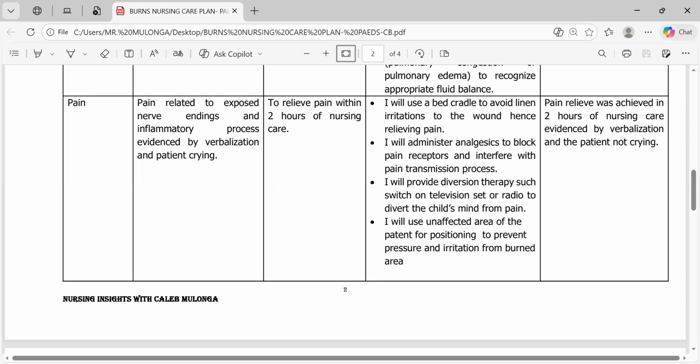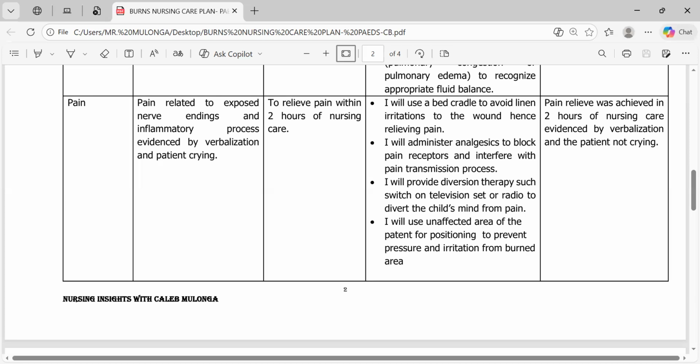Number 2, I'll provide diversional therapy such as switching on a television set or radio to divert the child's mind from pain, therefore relieving pain. Number 3, I'll administer analgesics to block pain receptors and interfere with pain transmission processes. Basically, this point is saying I'll administer analgesics to relieve pain.